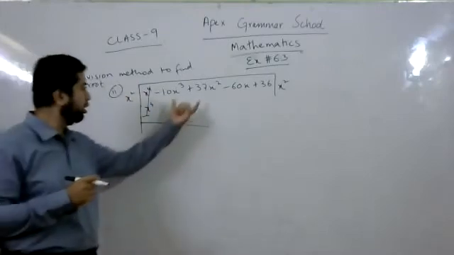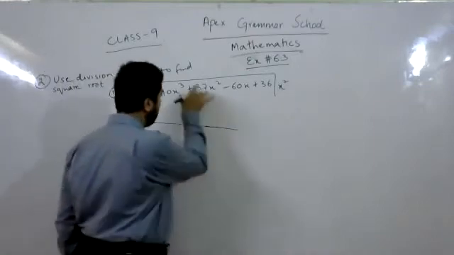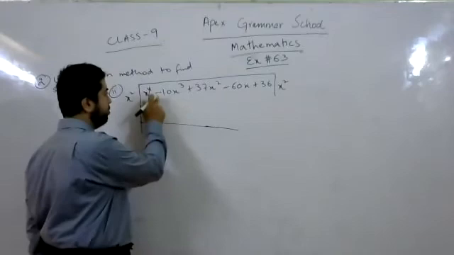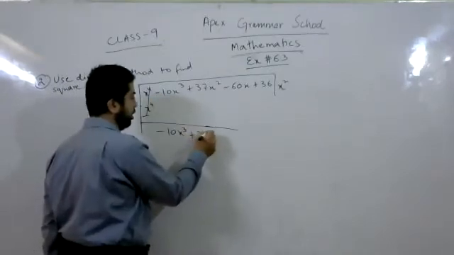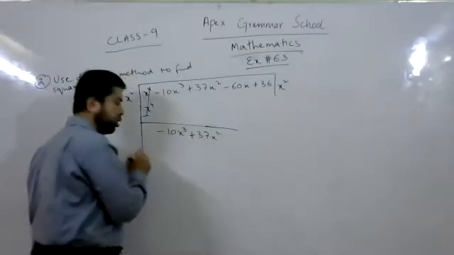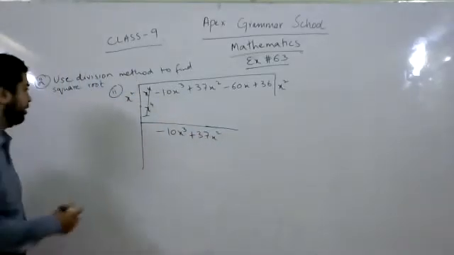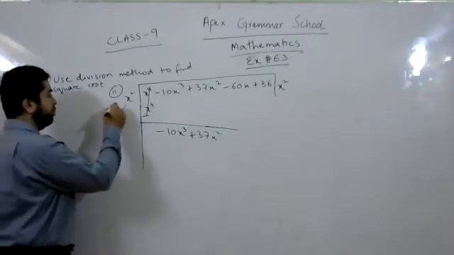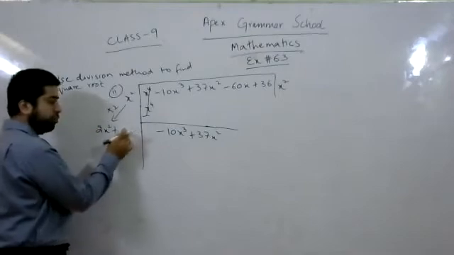Now you need to put the other two values here with their signs. This is minus 10x cubed. This is plus 37x squared. Now you need to write this value here, but after doubling it. Doubling means multiply by 2: 2x squared, and you are left with this portion.